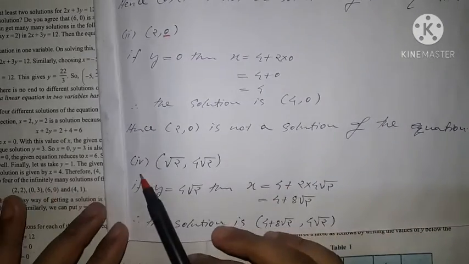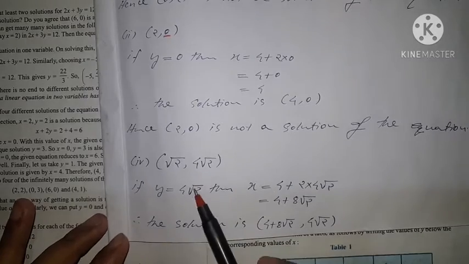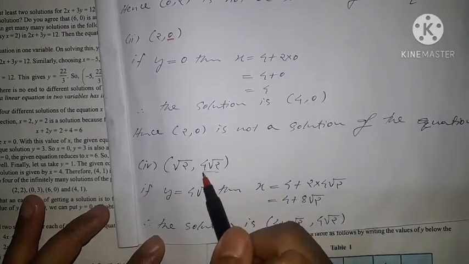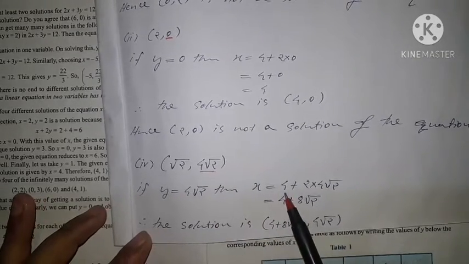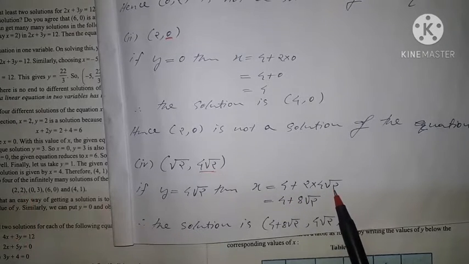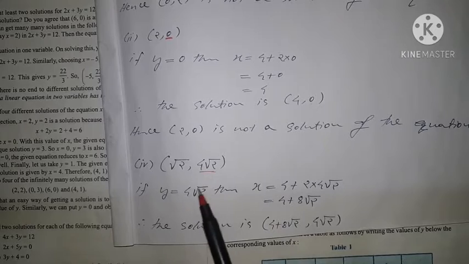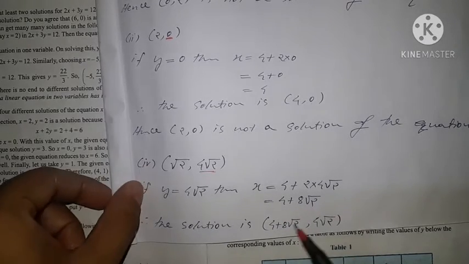Similarly, let's do Roman number 4. It is given (root 2, 4 root 2). If we put the value of y as 4 root 2, then x equals 4 plus 2 into y, so 2 into 4 root 2 becomes 8 root 2. So 4 plus 8 root 2. Therefore the value of x is 4 plus 8 root 2, and the solution is (4 plus 8 root 2, 4 root 2). That means when we put 4 root 2, we get 4 plus 8 root 2. So this is the solution.